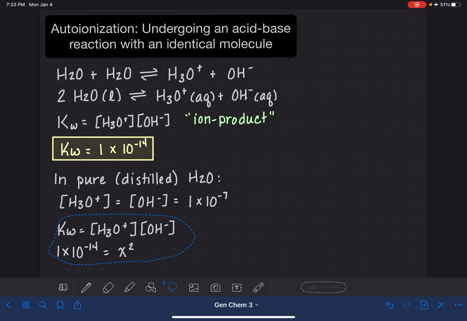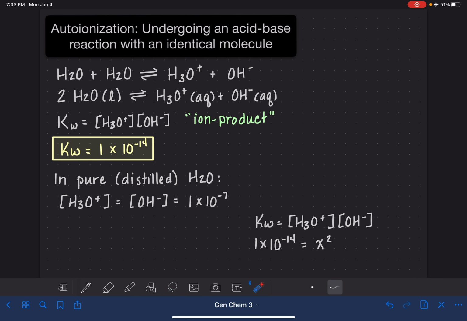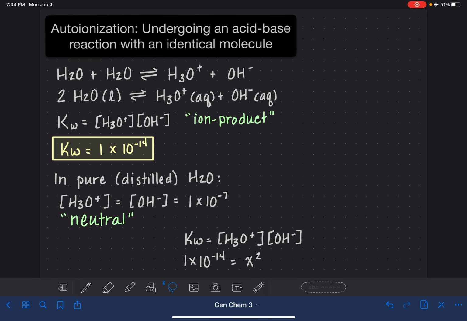Let's just scoot this out of the way right here. When we have this pure distilled water with the H3O+ and the OH- concentration equal to 1 times 10 to the minus 7, we refer to this solution or this situation as neutral. So this is what it means for a solution or a sample of water to be neutral: H3O+ equal to OH-, which is equal to 1 times 10 to the minus 7. If you're familiar with the term pH neutral, this is technically what that means.